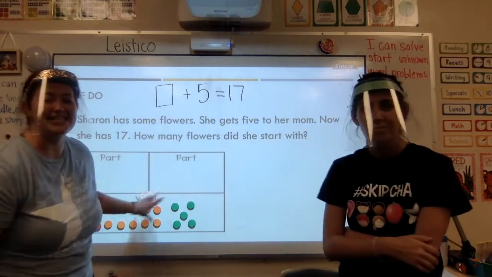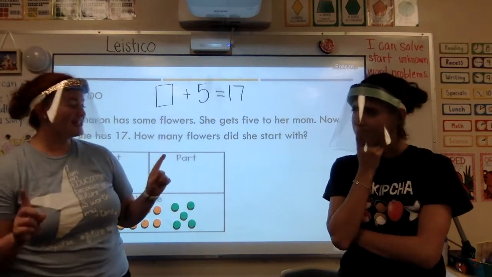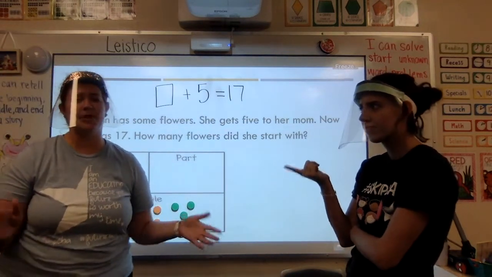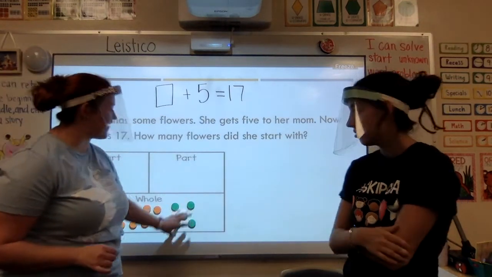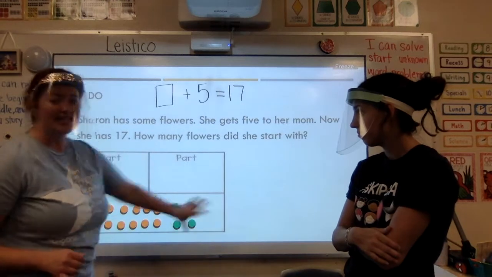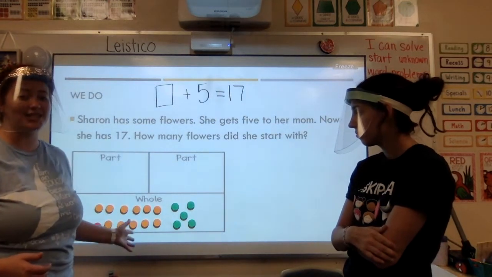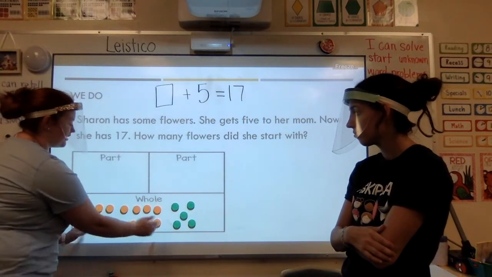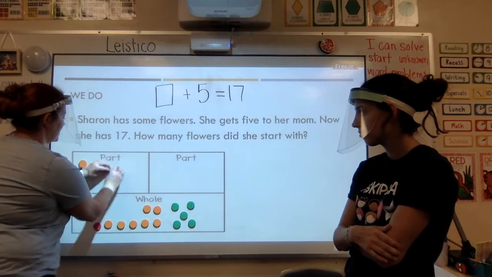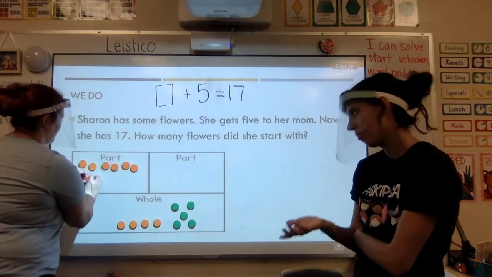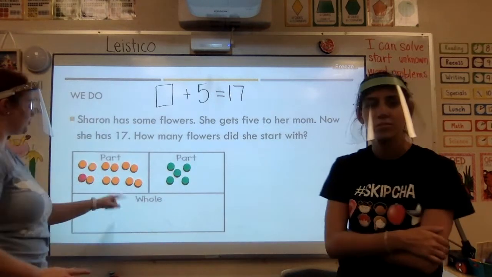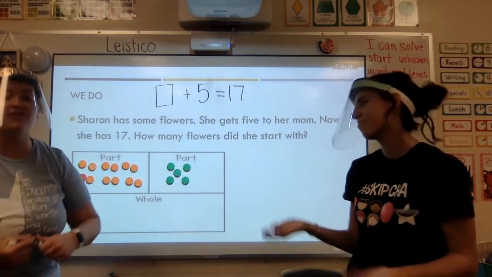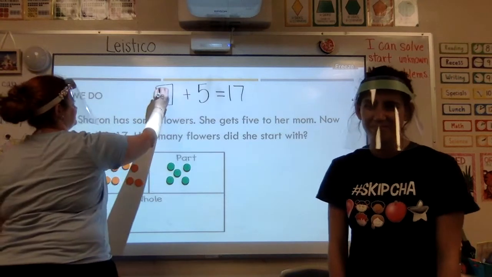I have 17 total, but I'm not done yet. I still need to determine, well, then how many did she start with? These are the 5 that her mom gave her. This is the 17 that she has all together. But this new color that I just added is what she started with. So I can look at it and I can see that she started with 12 flowers.